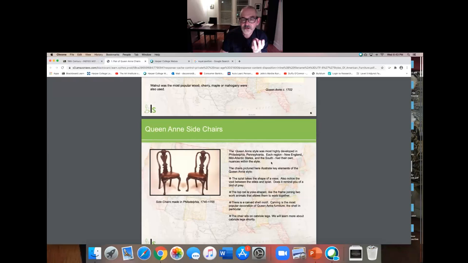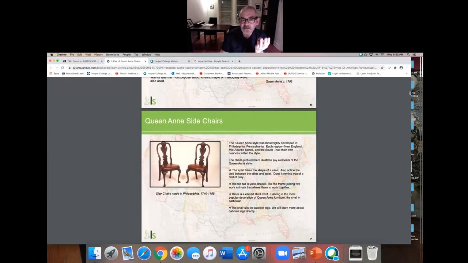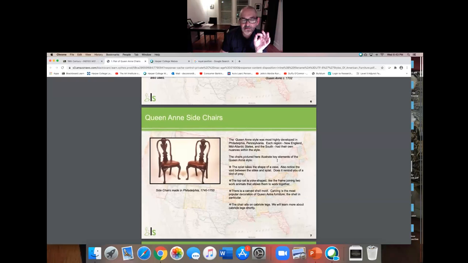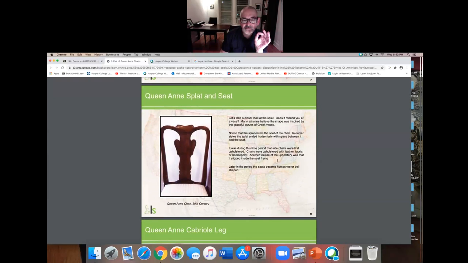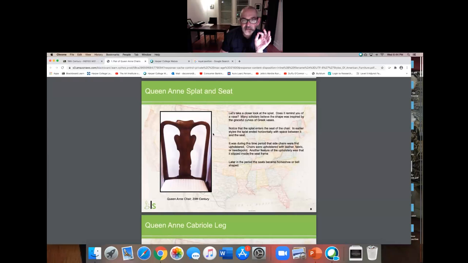Right, so these, as this says here, Queen Anne style was most highly developed in Philadelphia. Also, New England, Mid-Atlantic states, and the South had their own nuances within the style. The shell, well, here we have the splat. It looks a little bit like the shape of an urn, which is neoclassical, and the splat is that section there in the middle.